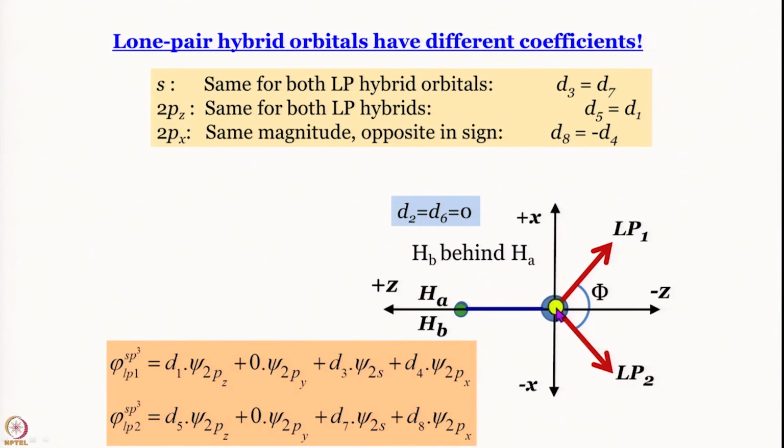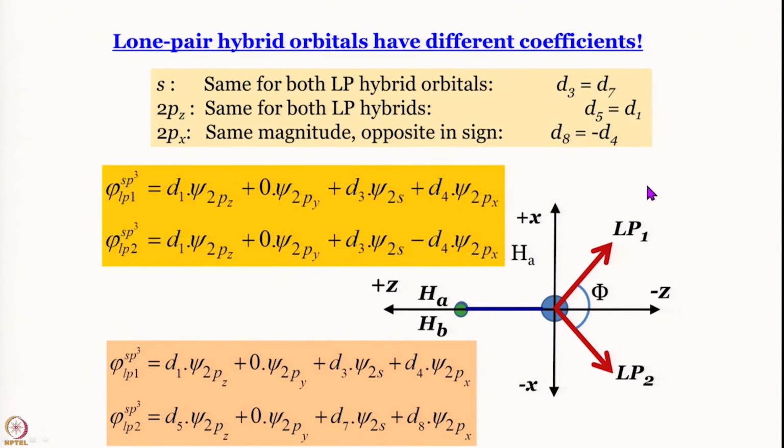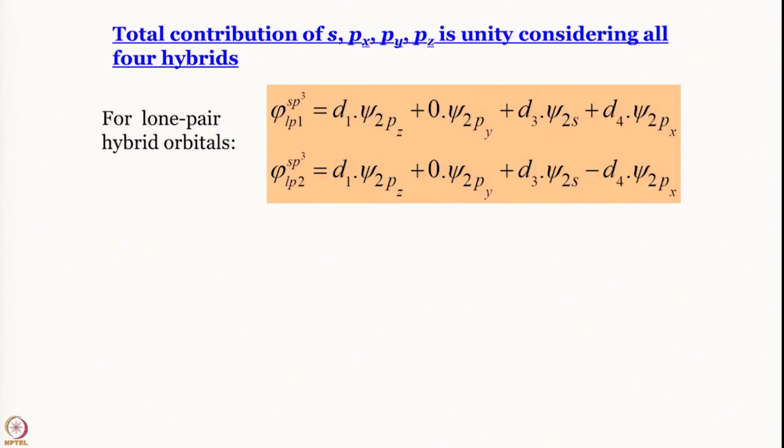The contribution of Pz here will be the same as the contribution of Pz here. Look at the Px orbitals, the only difference is that the contribution of Px will be positive for one lone pair orbital and negative for the other, but the magnitude has to be the same. So we can write d8 equal to minus d4, d5 equal to d1, d3 equal to d7. So this is what this pair of equations becomes. Now, the matter is not very difficult, we have to find 3 coefficients and we have 2 equations. How will we do it?